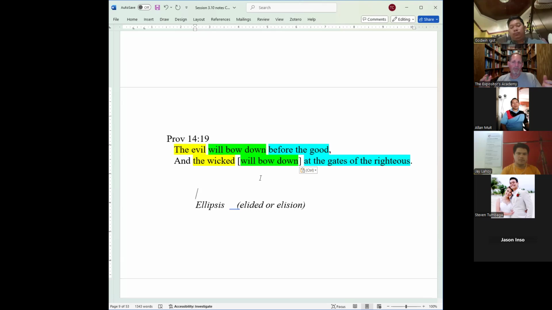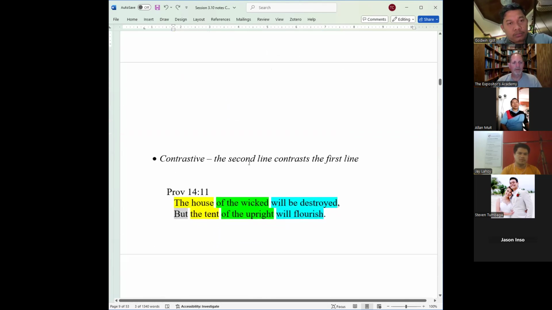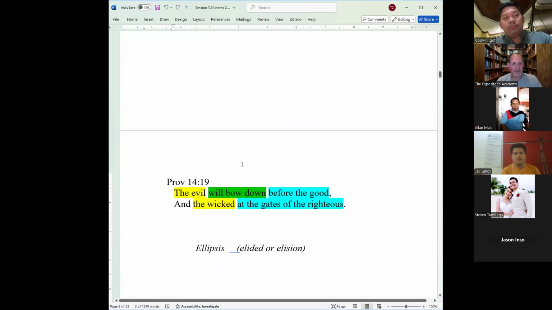And remember, poetry, one of the characteristics is being short, terse. So the verse says this, but the idea is still this, that the wicked will bow down at the gates of the righteous. So this is synonymous, even though we don't see the will bow down in the second line. The second line is still repeating or reiterating the idea of the first line. All right. Now, any questions on synonymous?